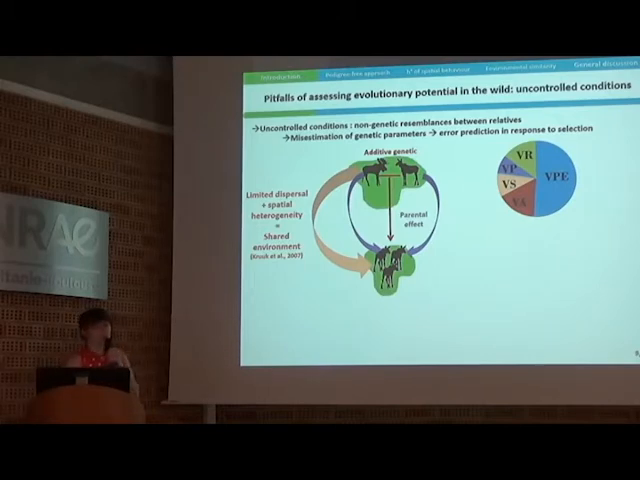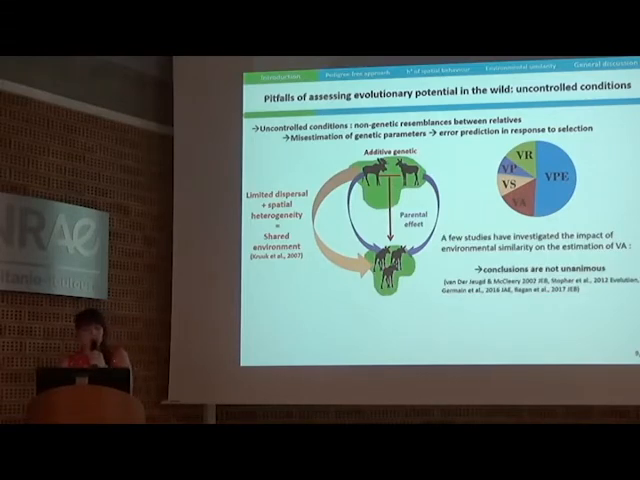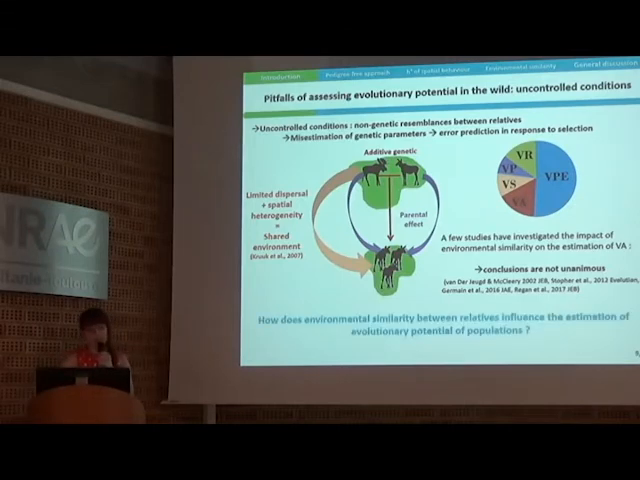And this might be a problem because if we misestimate the genetic variation, we're also going to misestimate the prediction in response to selection. Surprisingly, there have been few studies in the literature studying this kind of effect, and furthermore, the conclusions are not unanimous. So that's why, in the last part of my talk, I will address the question: how does environmental similarity influence the estimation of evolutionary potential of a population?